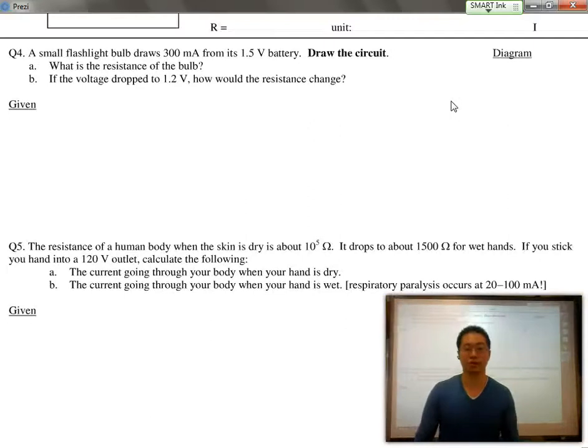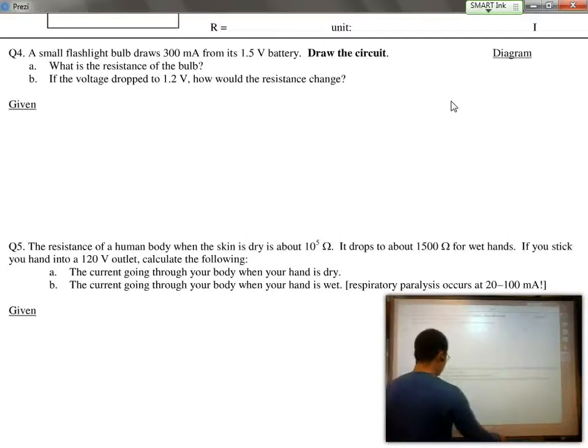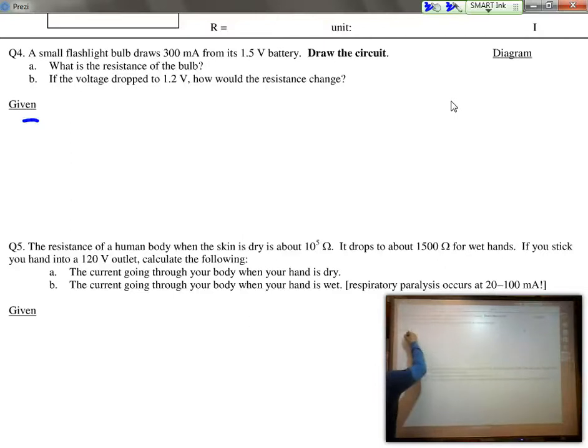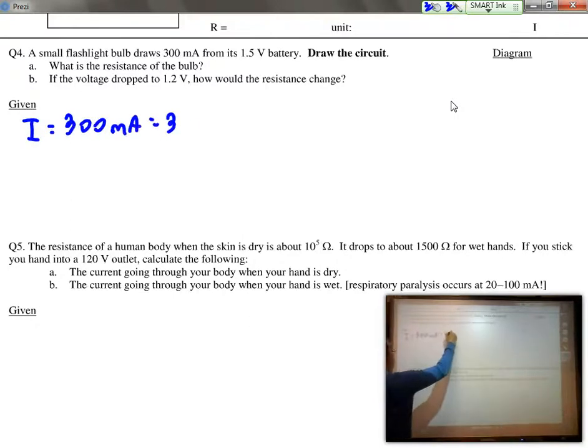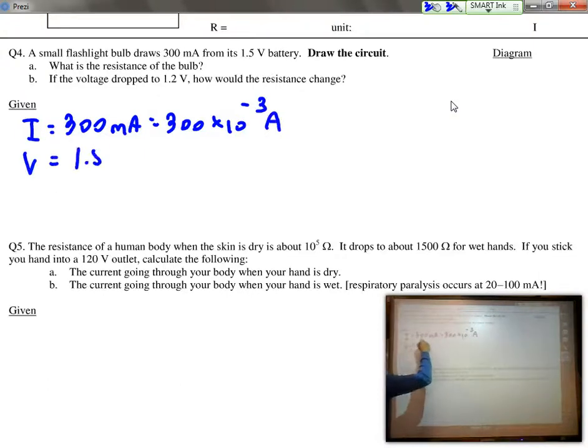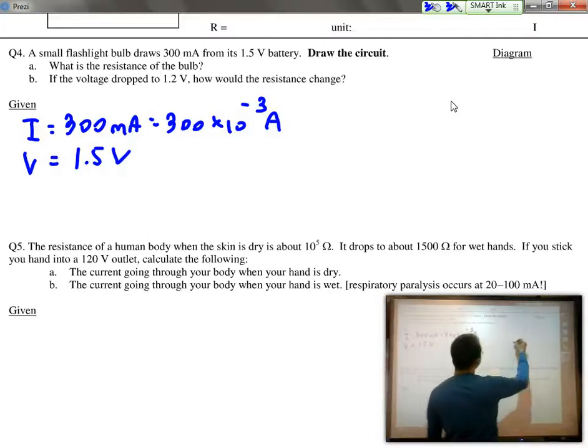Okay, so let's do a quick practice problem. A small flashlight bulb draws 300 milliamps of current. So I is equal to 300 milliamps, which is equal to 300 times 10 to the negative third amps. The potential difference is 1.5 volts. They ask us to draw the circuit. Okay.